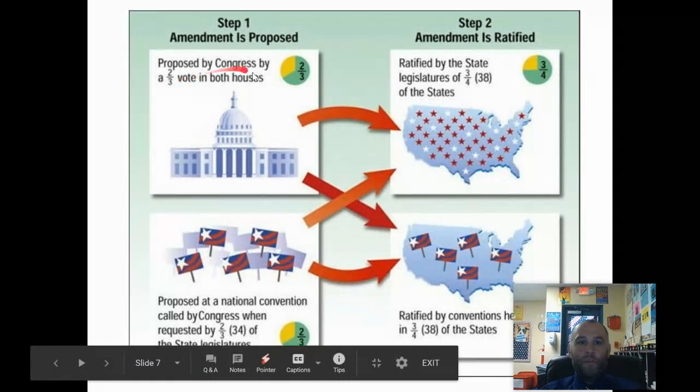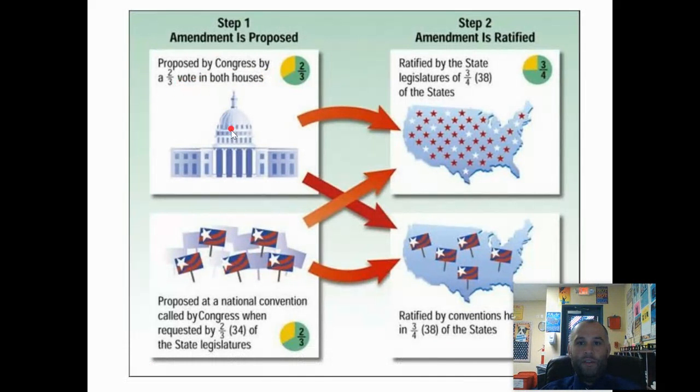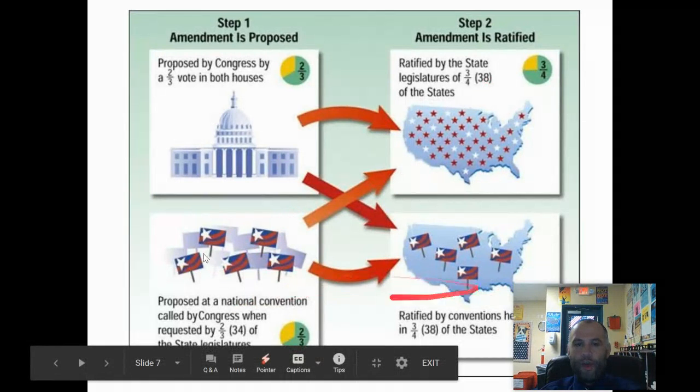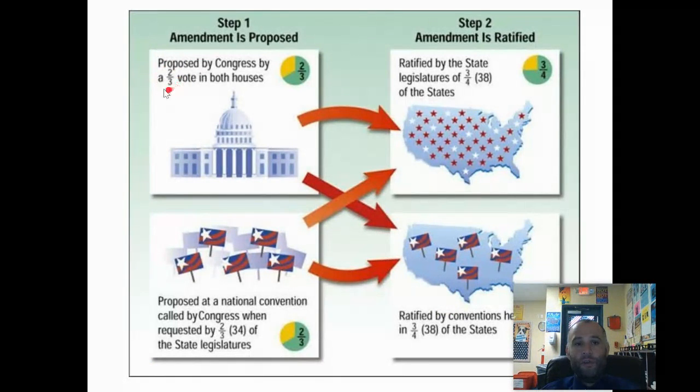Here you see proposed by Congress by a 2/3 vote in both houses, and then it can be ratified by 3/4 of state legislatures. 38. I'm sorry, I was saying 36, 38. There are these two other ways for proposal and ratification, very rarely used. We could have 2/3 of the states call for a convention, which we've not had. Or the second way it can be ratified is by a ratifying convention in 3/4 of states. But you'll notice we need about 67% of Congress to vote yes in step one, but we need 75% of state legislatures to vote yes in step two.